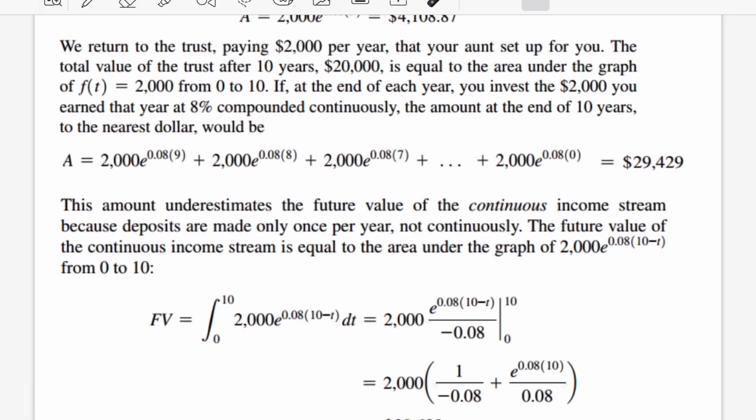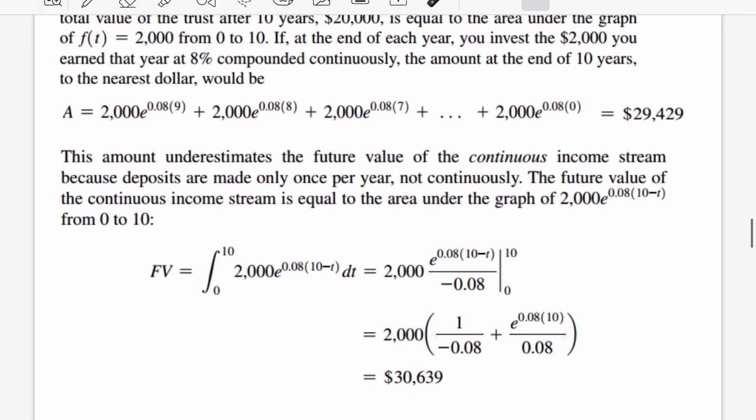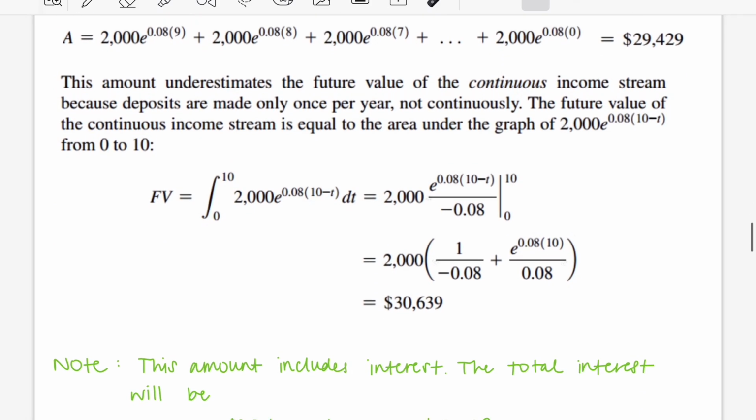Now, something to note here is that since you received $20,000 in income from the trust, the interest will be the difference between the future value and the income. So, the total interest would be given by this here, which is about $10,000 over the 10-year period.